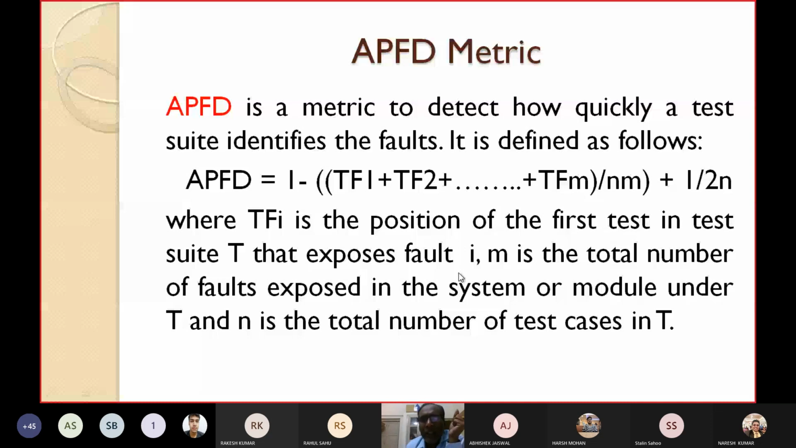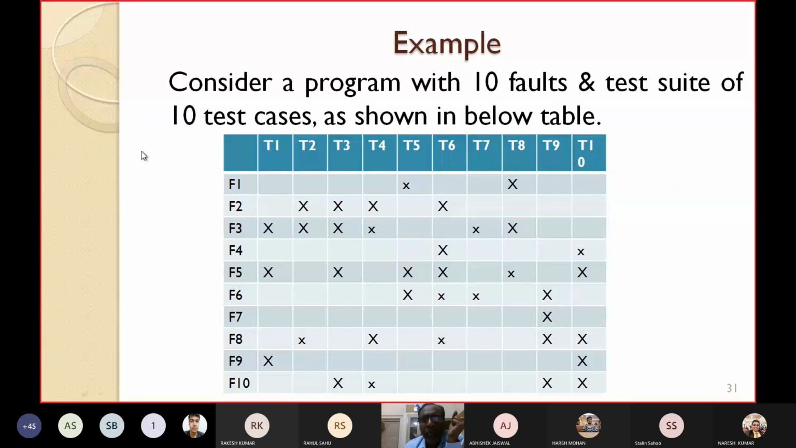You can see that T5 and T8 detect it, but T5 detects first. So I have to find the location of T5 in my test suite. What is the location of T5? It is in the normal order 1, 2, 3, 4, 5, so the location is 5. That's why I have written 5 here. Then let's come to F2. Many test cases detect F2, such as T2, T3, T4, T6, but T2 detects it first. Its position is 2, so I have written 2 here.